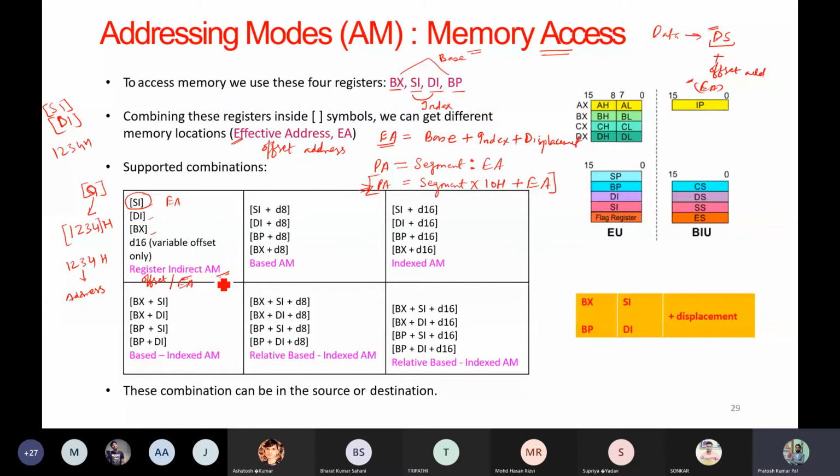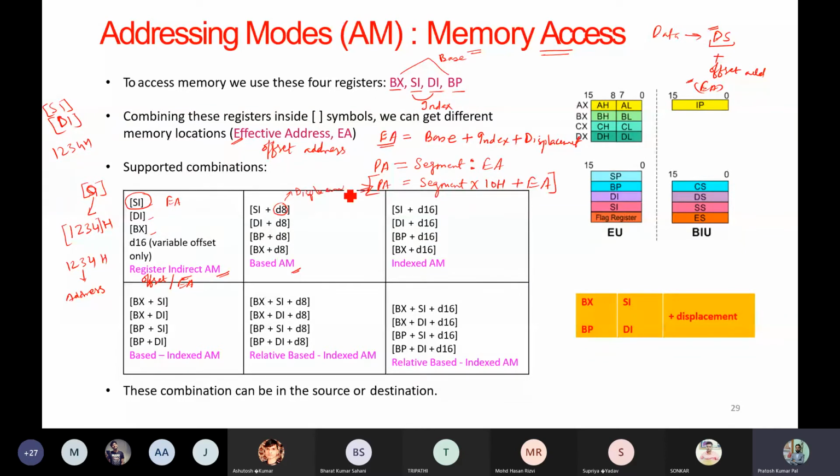The next one is based addressing mode. In based addressing mode, we will be using SI, DI, BP, or BX along with 8-bit data. This 8-bit data that we are adding is called displacement. So instead of using the register only, we use it along with 8-bit data. This is the based addressing mode.